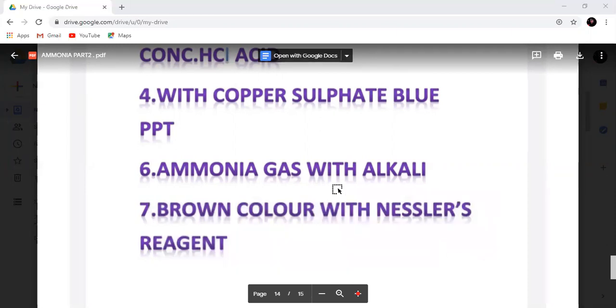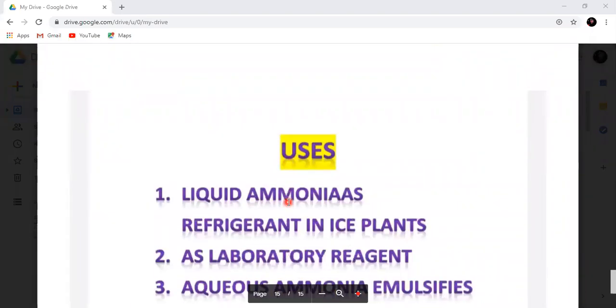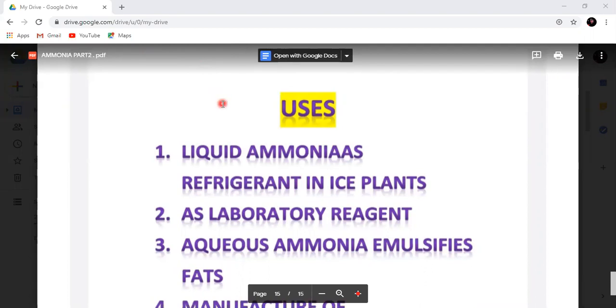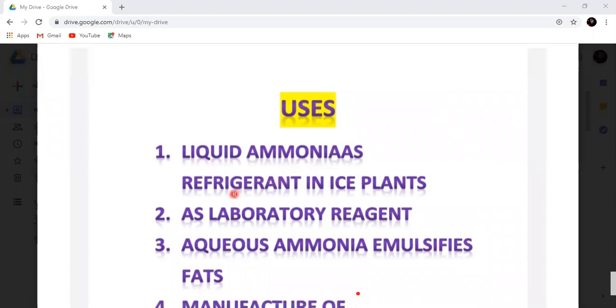After completing your test of the ammonia gas and ammonium ions, we are proceeding to the last topic of this chapter, that is uses of ammonia. Ammonia is being used in different fields. So many uses are there of ammonia. One by one we are studying it. First of all, liquid ammonia is being used as a refrigerant in the ice plants.